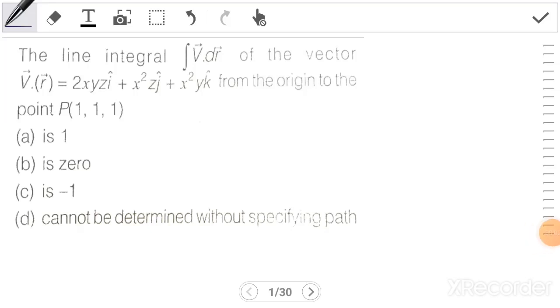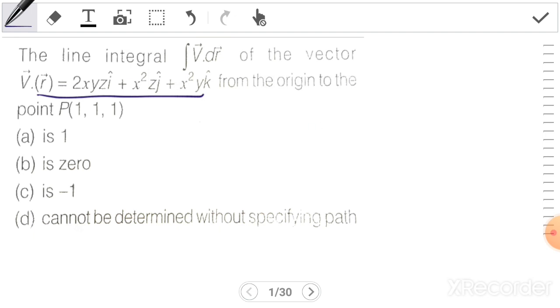Hi everyone. Today we will be solving problems on vector calculus. So let's begin. First question is the line integral of the vector from the origin to the point P is.